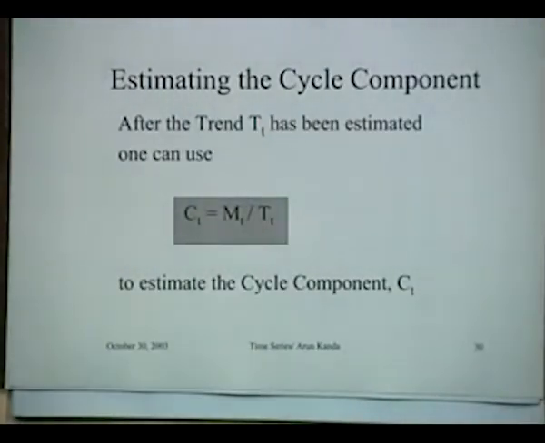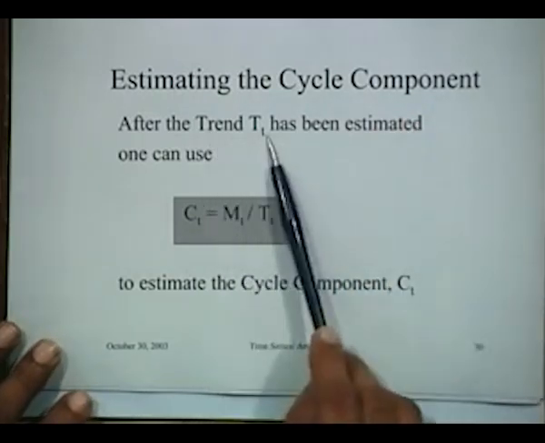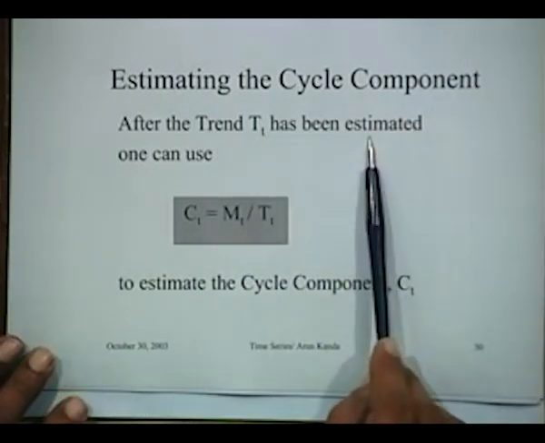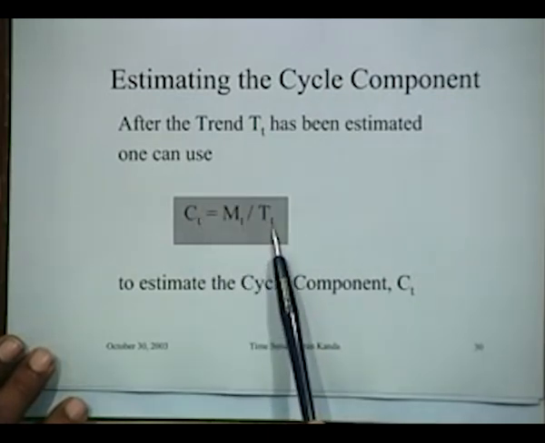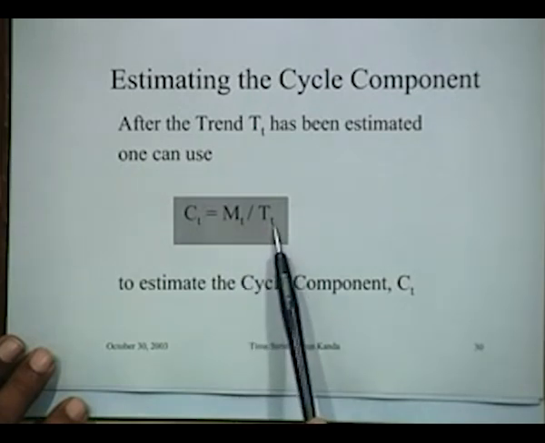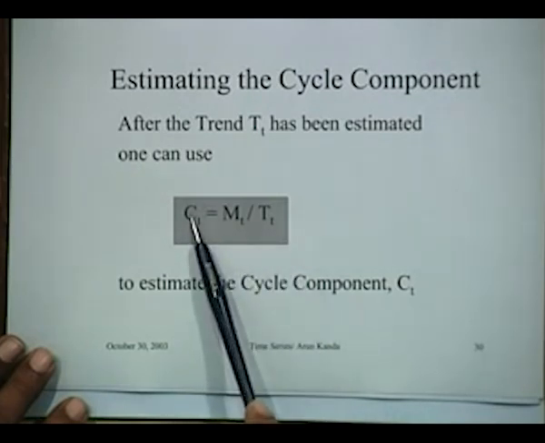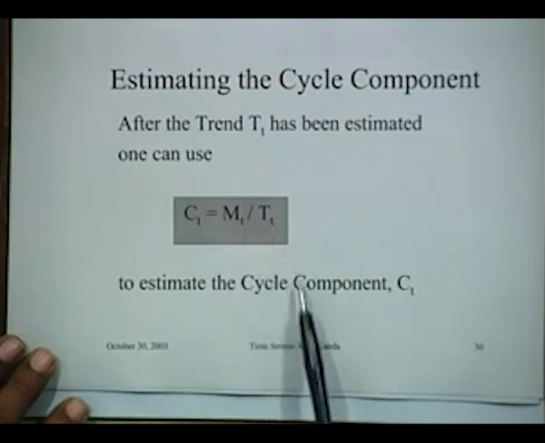Then how do you determine the cycle component? After the trend TT has been estimated, one can use CT is equal to MT by TT. This is the moving average. The moving average was the product of the trend and the cyclic component, and therefore to determine the cyclic component you can simply divide the moving average by the trend, and this will give you the cyclic component.